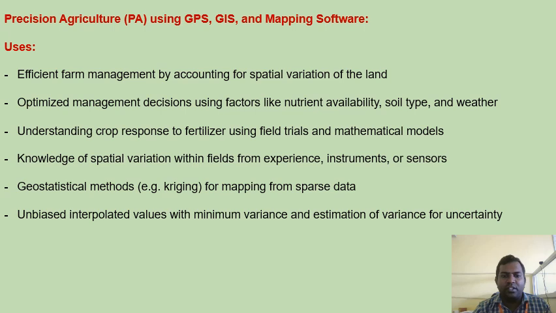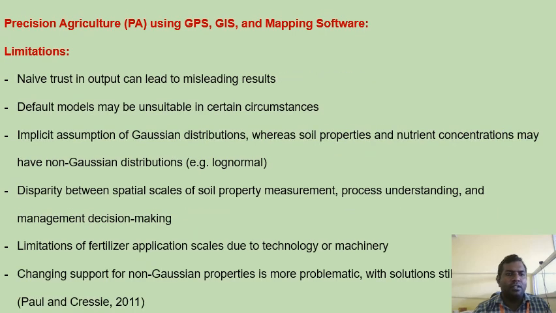And the knowledge of the spatial variation within the fields comes from experience and from instruments and sensors. So this can be observed from the spatial variation within the fields. One side may be a better farming place with better growth, and another side can be understood from the spatial variation. Then geostatistical methods for mapping from sparse data, then unbiased interpolated values with minimum variance, and estimation of variance for uncertainty. So these are the uses of GPS and GIS in the precision agriculture process.